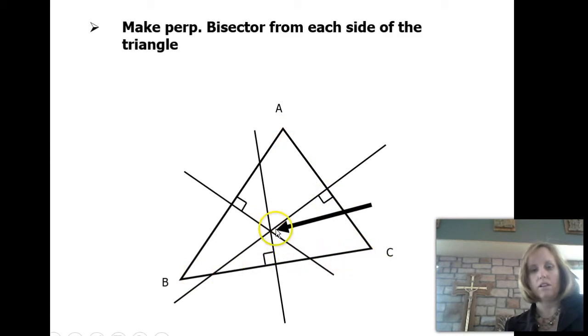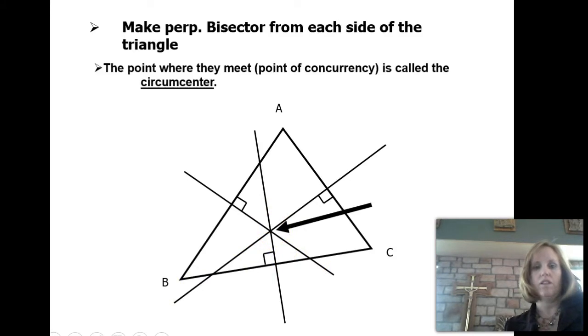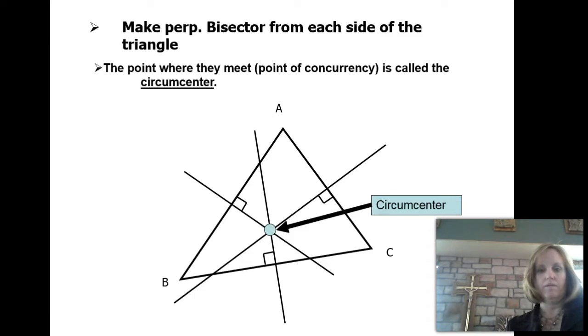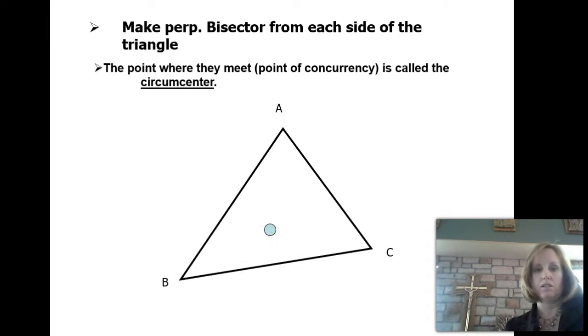What happens is they create a point of concurrency. This point of concurrency is called the circumcenter. C-I-R-C-U-M-C-E-N-T-E-R. This is where the perpendicular bisectors of the three sides of a triangle meet. Once we have that point, we draw it. Let's get rid of the perpendicular bisectors for a second.